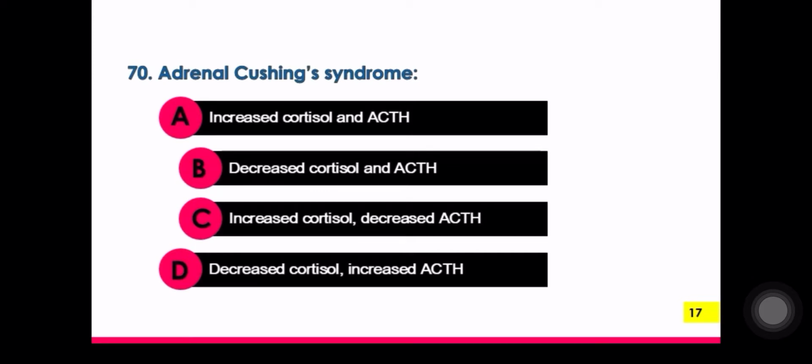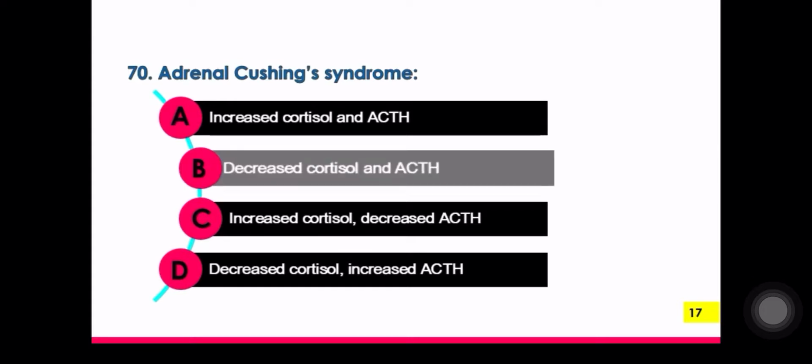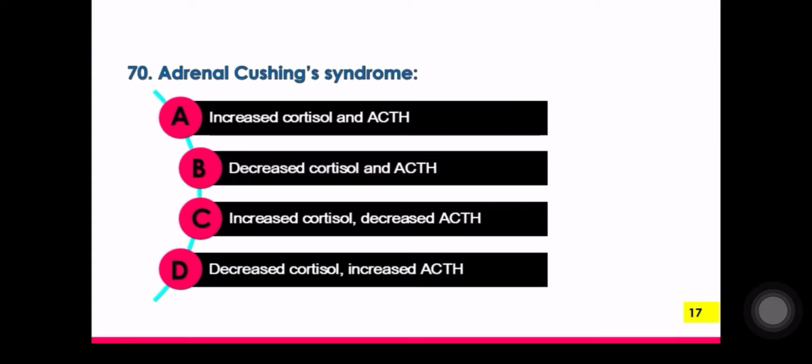Okay, for number 70, adrenal Cushing syndrome. Which is true for adrenal Cushing syndrome? Is it letter A, increased cortisol and ACTH? Letter B, decreased cortisol and ACTH. Letter C, increased cortisol and decreased ACTH. Or letter D, decreased cortisol and increased ACTH po. So, yan po. Correct answer po natin is letter C, increased cortisol and decreased ACTH po.